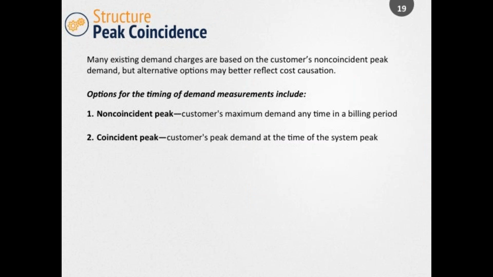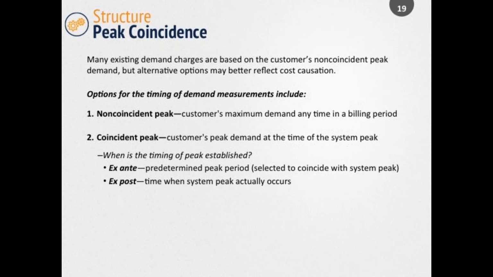And the other dimension that I mentioned is peak coincidence. This is another important one because it really affects when the customer's demand is measured, and ultimately whether it's being measured at a time when that demand is affecting system cost. A lot of existing demand charges are based on customers' non-coincident peak demand, which is the demand at any time during a billing period, so any time during the month. It could be at 3 in the morning, it could be at 1 in the afternoon. On the other hand, coincident peak really tries to target measuring the demand at the time when the system, at some level, is at its highest usage.